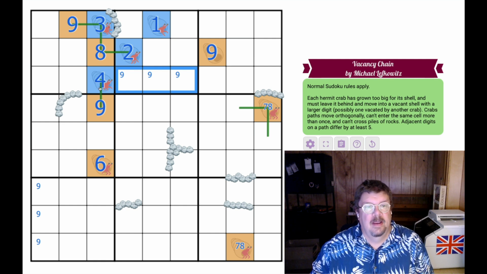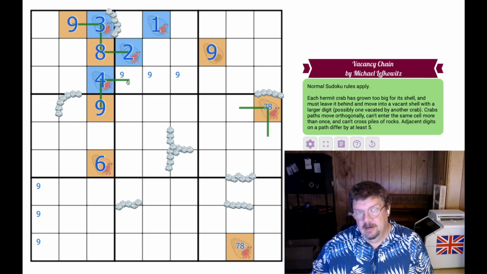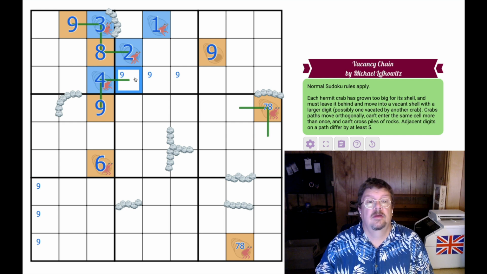Okay. So where does this 4 get its other 9 from, given that it's in the middle of the path? It has to be there. That's the only place for it. Can't get it there. There's already a 9 in the box. So that is orange 9.